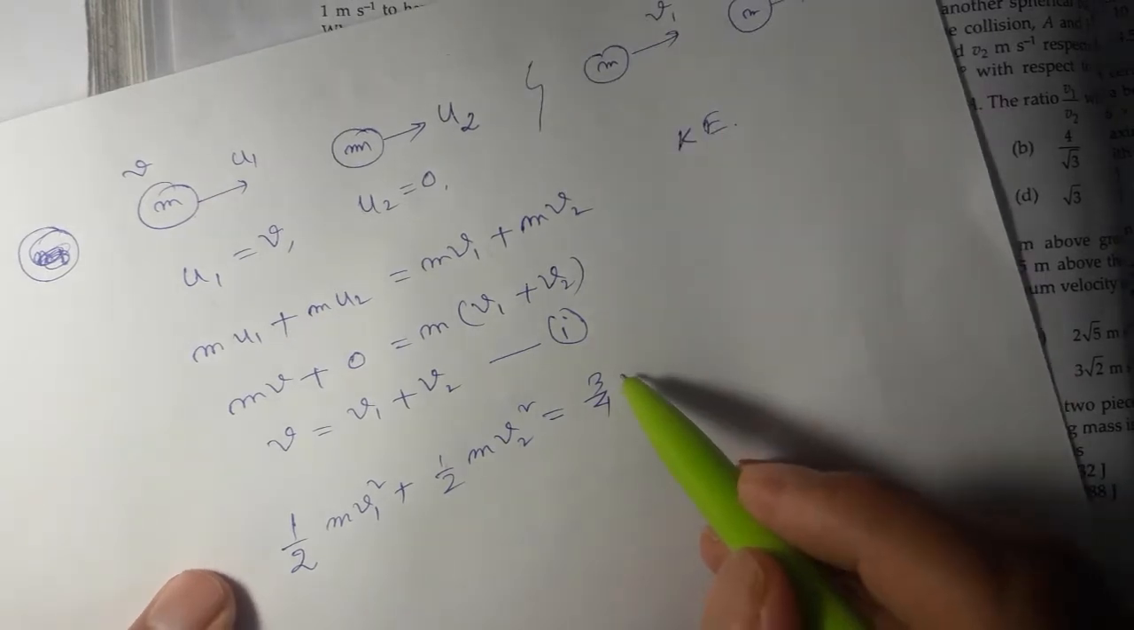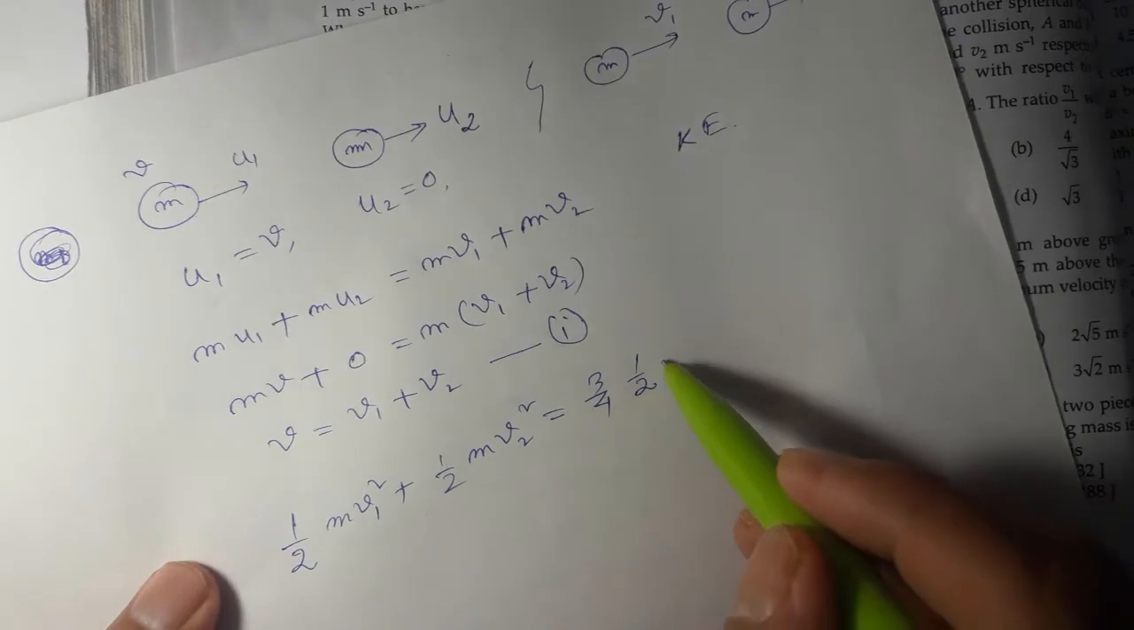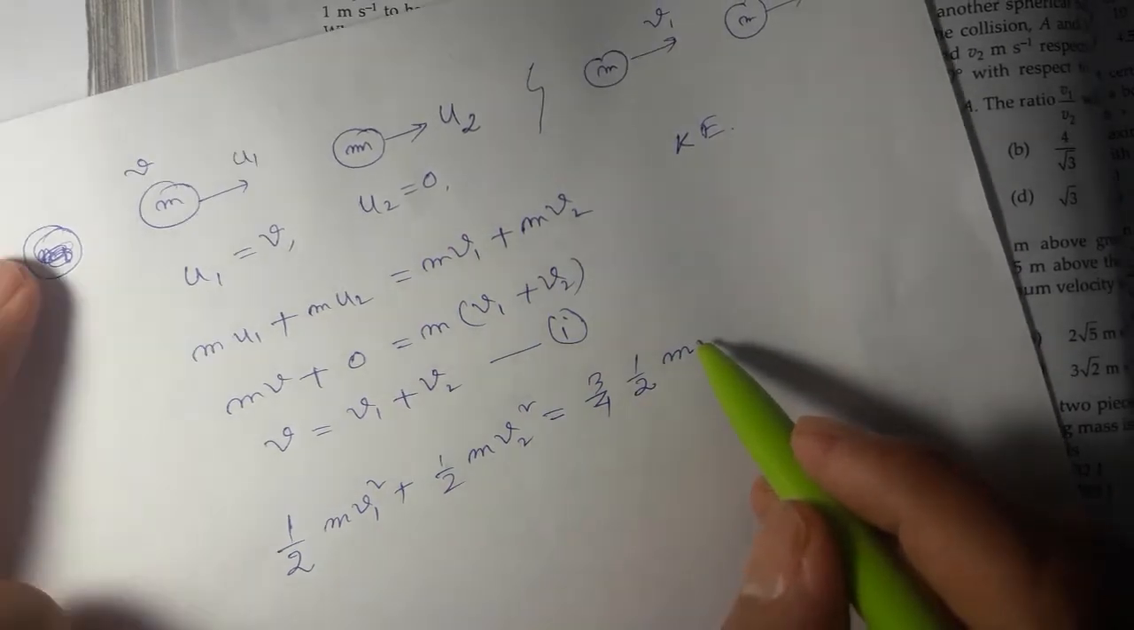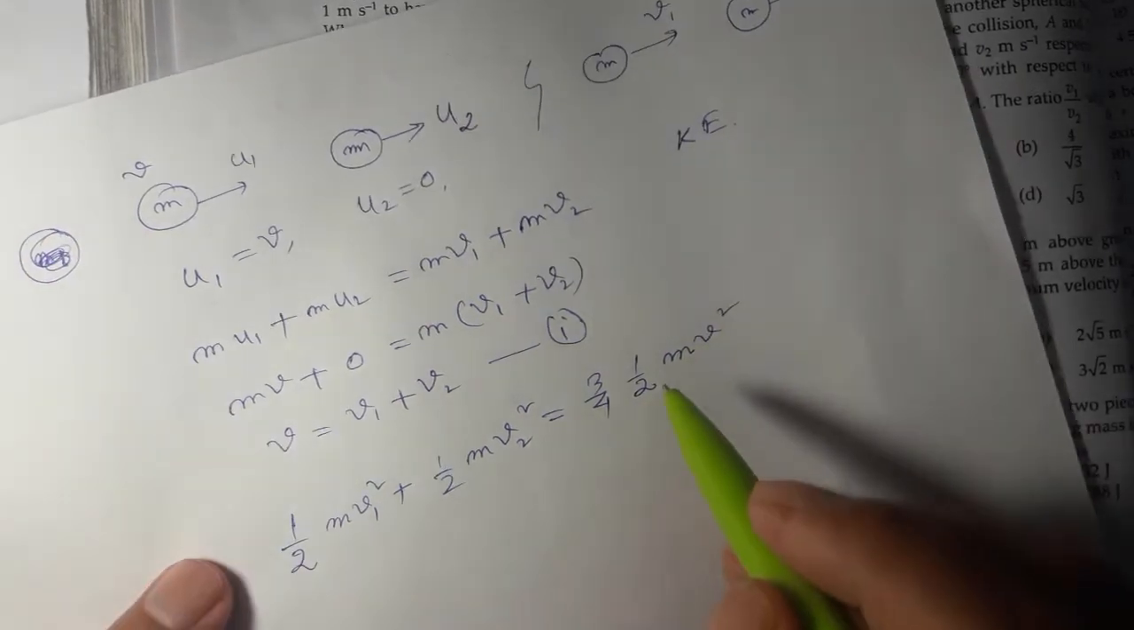That's why kinetic energy before collision is half m v square. Keep in mind that the other one is at rest, that's why its kinetic energy is equal to 0. So for the approaching body it is half m v square. This is 1.